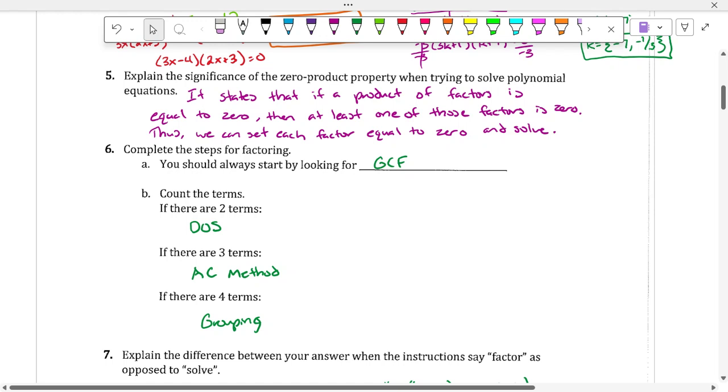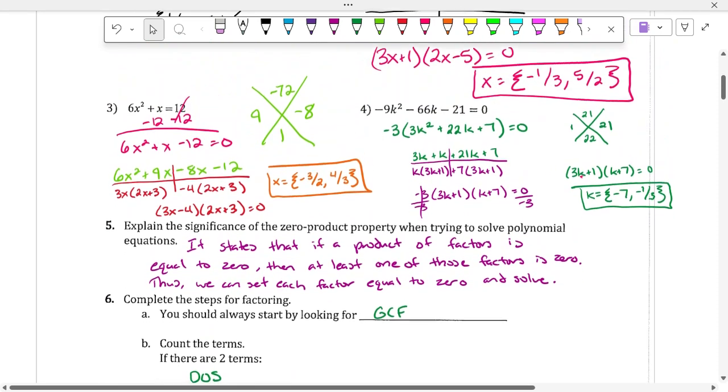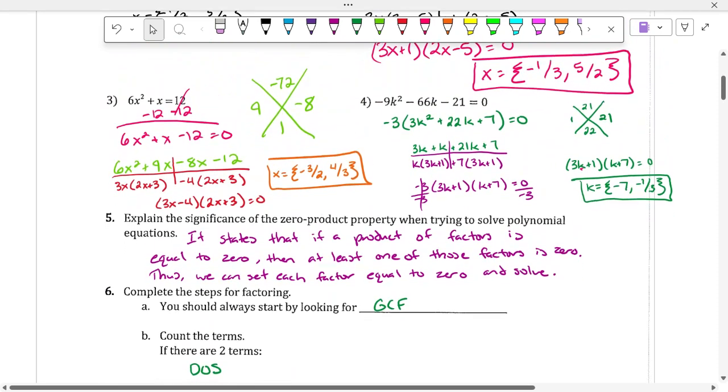Now for 6, steps for factoring, you always start by looking for that GCF. All right, because a lot of times that's usually the step that most people miss. And a lot of times if you take out that GCF first, it makes your factoring 20 times easier. For example, if we look back at number 4, that would have been some huge numbers if you didn't take that -3 out.